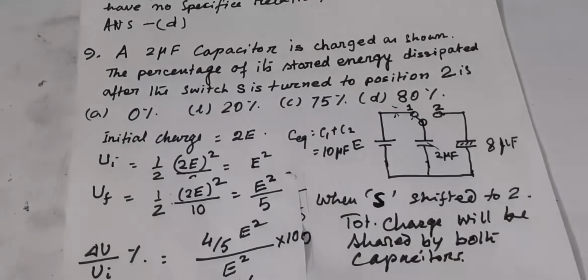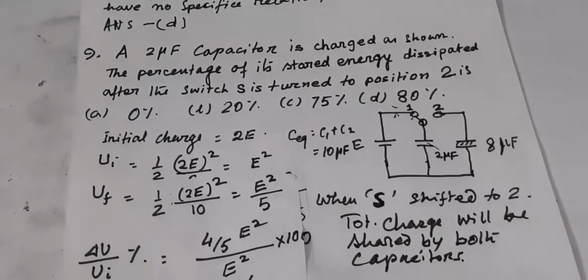Then the change in energy, initial minus final: if the final is less, that means there is a deficiency, I mean dissipation of energy takes place. Now if you subtract this, we will get 4 by 5 E square divided by the initial energy E square, into 100 will give the percentage loss, and it will be 80% loss. That means answer D is correct here.